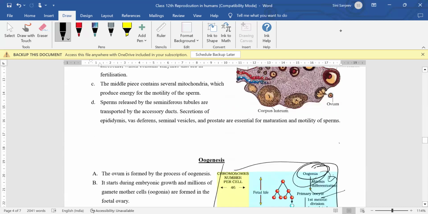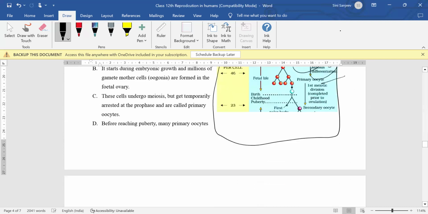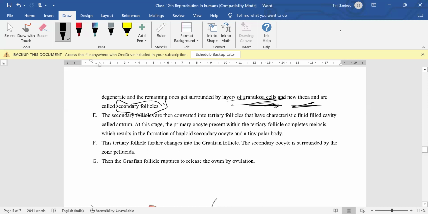Now here, if you see, you have the primary follicle, then the Graafian follicle, and then the tertiary follicle. Over here you see this small structure where the ovum is getting produced and it is filled with fluid. After the secondary follicles are converted into tertiary follicles, they will have fluid in them, and that fluid cavity is called the antrum. So in the oogenesis process, you have primary, secondary, and tertiary follicles.